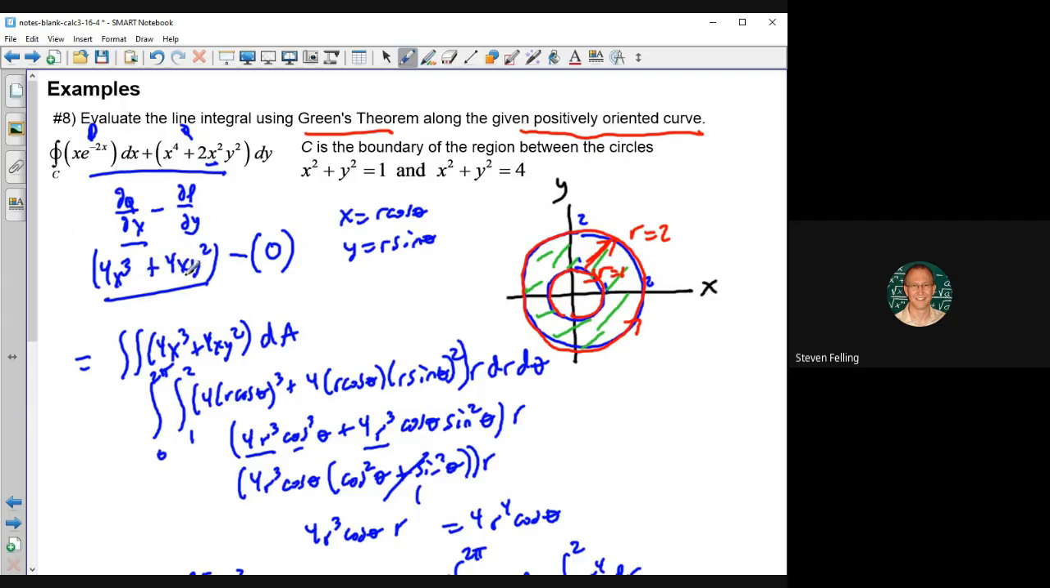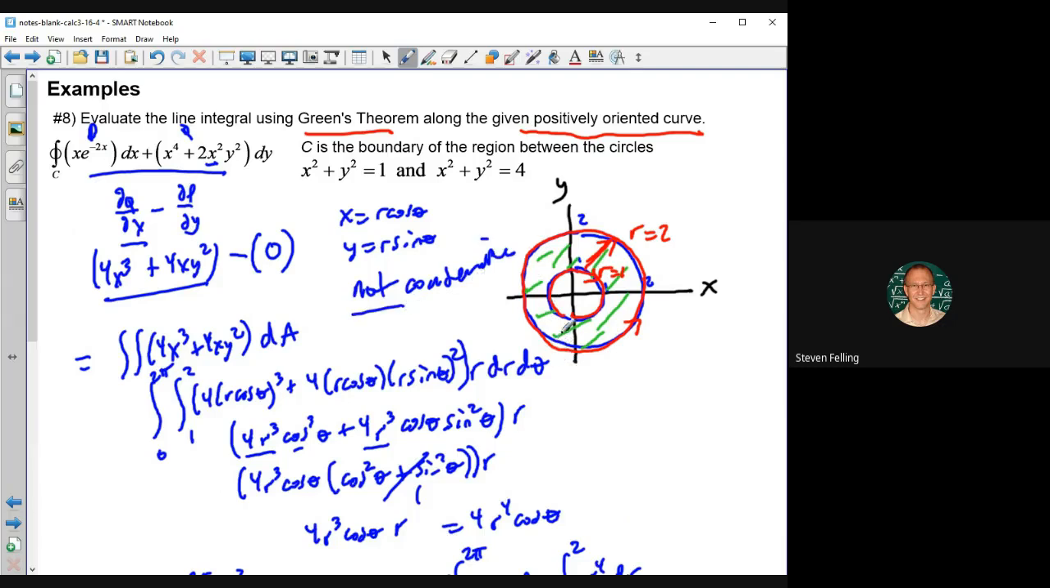I think if we were to check this, we could have checked this. I don't believe this is a conservative field, right? The derivative, well, maybe. No, because this term was 0 and this term was not 0. So this is not a conservative field, right? But it still summed to 0.